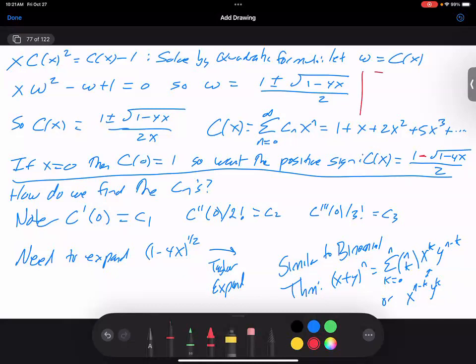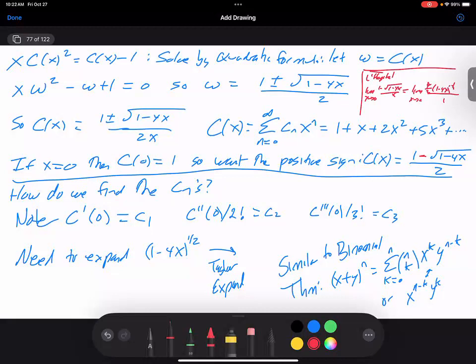So if we use L'Hopital, the limit as x goes to 0 of 1 minus the square root of 1 minus 4x over x, it's the limit as x goes to 0. The denominator is just 1. The numerator, I've got 1 minus 4x to the 1/2. So I'm going to get a 1/2, 1 minus 4x to the negative 1/2. And I've got the derivative of the inside, which will give me a negative 4x. The negative reinforces the negative sign outside. And so I get, I think, a 4.